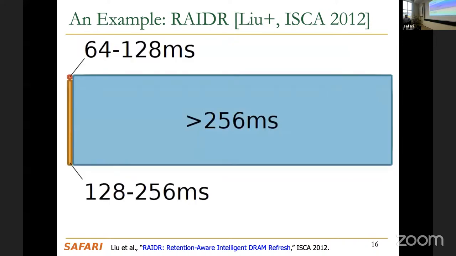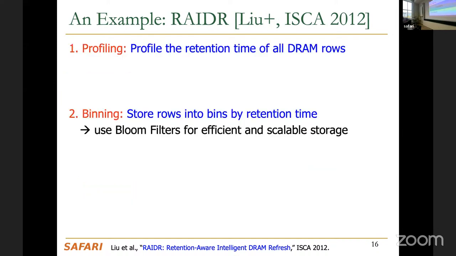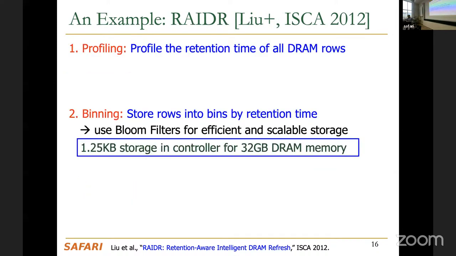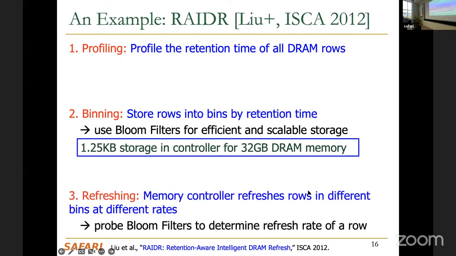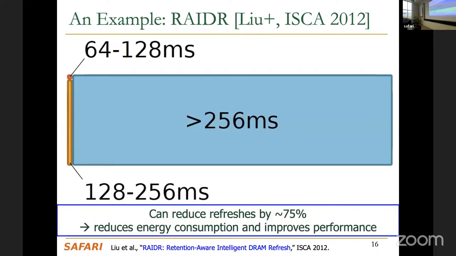So you categorize retention time over the entire DRAM, and the distribution looks like this. You store the addresses of rows that need to be refreshed frequently into Bloom filters, which provide scalable and efficient storage. We showed in the earlier paper that you need only 1.25 kilobytes of storage in the memory controller for a 32 gigabyte DRAM memory. So it can be very efficient. Then the memory controller uses the Bloom filters to refresh rows in different bins at different rates. That's the promise. This work showed that you can reduce refreshes by 75%, which reduces energy consumption and improves performance, as shown by that work and other works also.